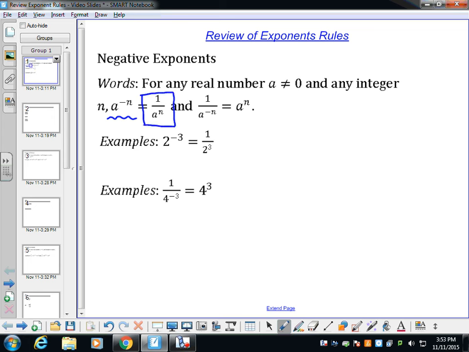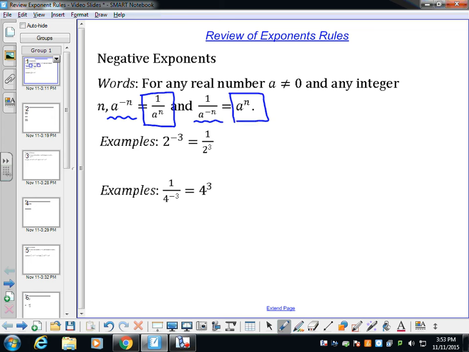Or vice versa, if I have 1 over a to the negative n, to get that negative n out of the denominator, I can simply rewrite it as a to the positive n.